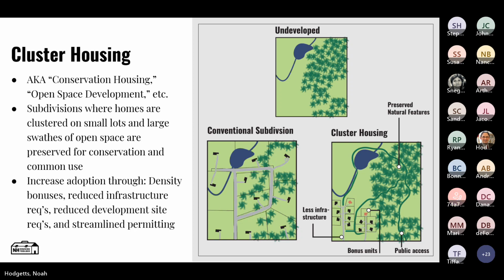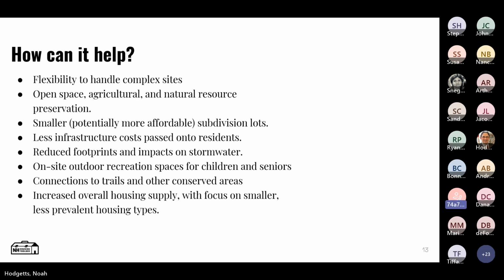Next slide. It can help if you have relatively large, complex sites, a lot of open space and agricultural resources, or just natural resources that you'd like to conserve. It can create smaller and potentially more affordable subdivision lots. It sort of depends on how it shakes out in land pricing. And of course, because we're in a housing crisis, there's really high demand, but you're essentially not locking in a really high price because it's so land consumptive and the sort of market dynamics of that.